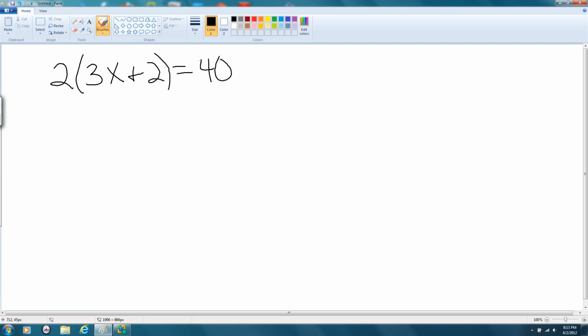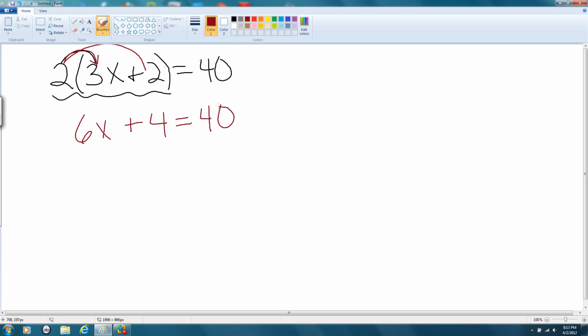Well, this is a pretty complicated equation because I can simplify this left side here by doing the distributive property. So usually I want to do that first. So I'm going to go ahead and do that first. I wanted to get a different color. There we go. So I have 2 times 3x. 2 times 3x is 6x. 2 times 2 is 4. So 6x plus 4 is equal to 40.